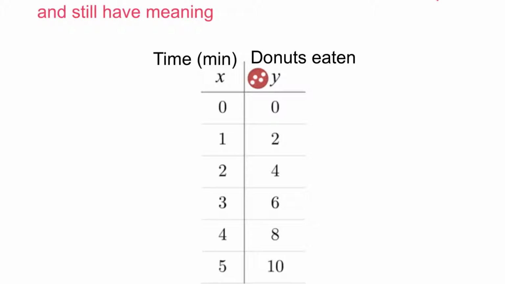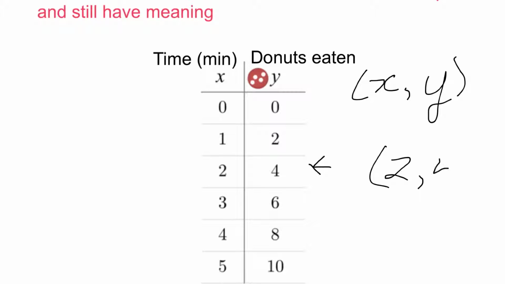Right, an ordered pair looks something like this. So you have the x, comma, y. Those are the numbers. So if we were going to make this one here into an ordered pair, it would be 2, 4. So those are ordered pairs.